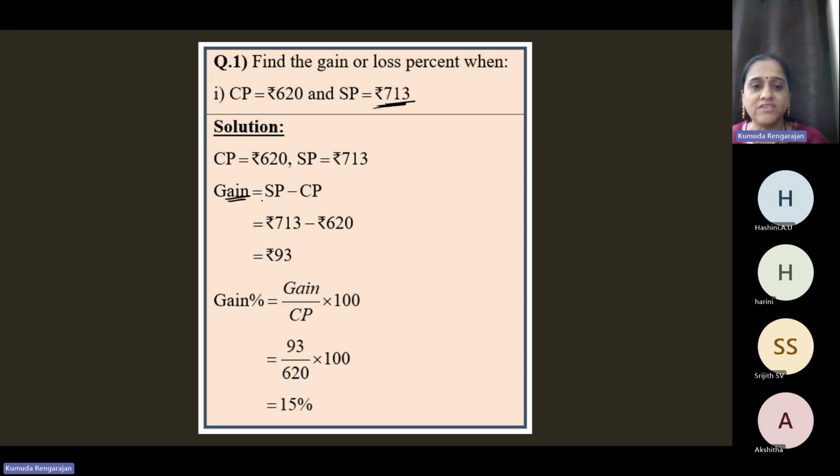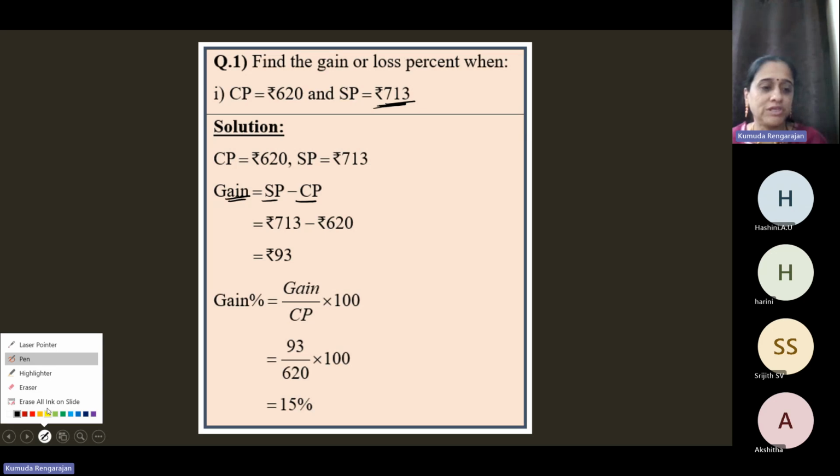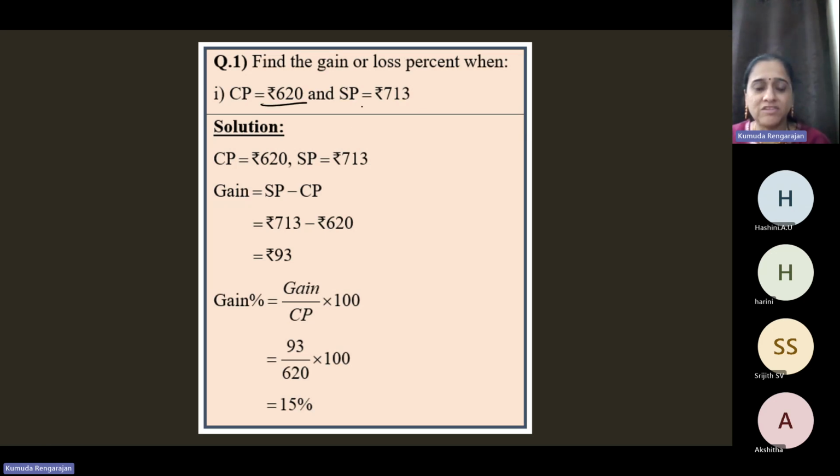So how do you find gain? SP minus CP. See, I've just written the information given to us in the question. CP and SP are given to you. So because SP is more, it's a profit or a gain. SP minus CP is the gain.